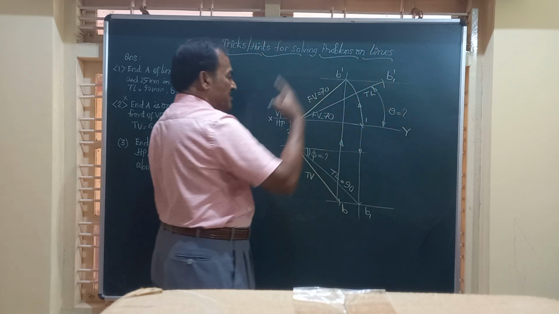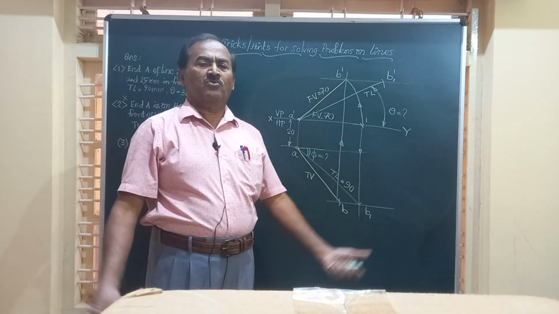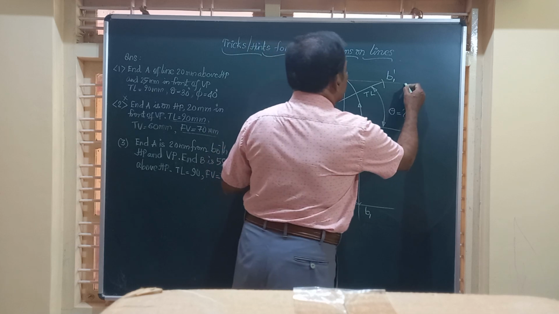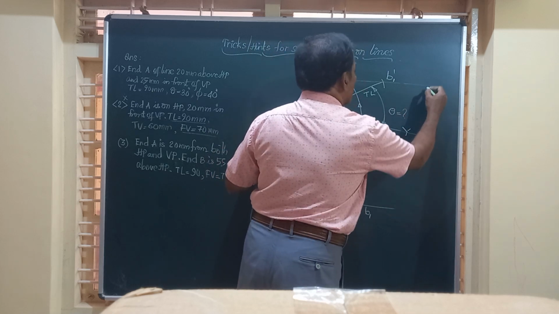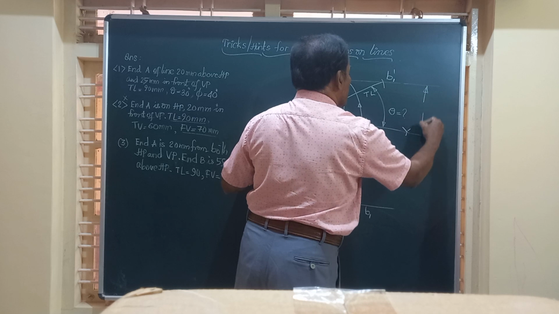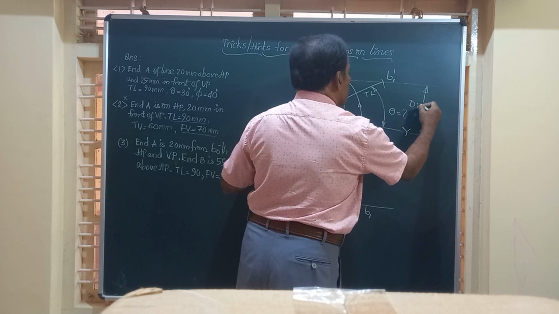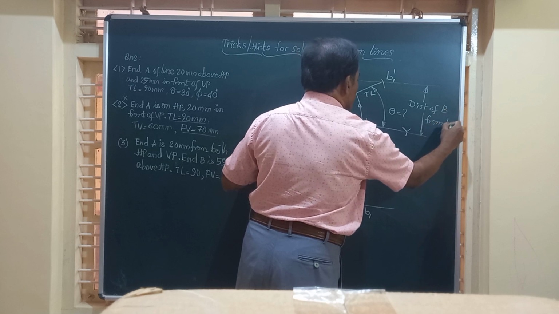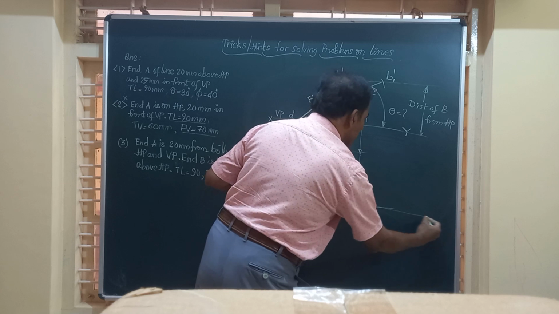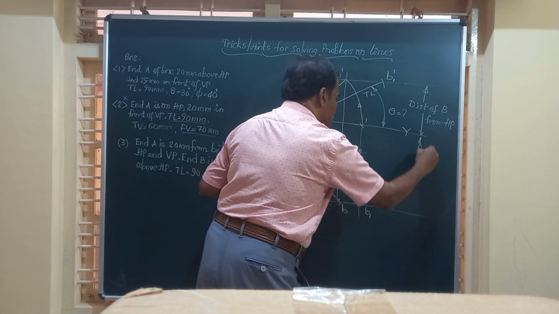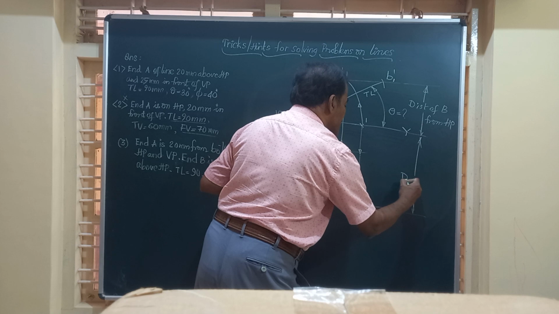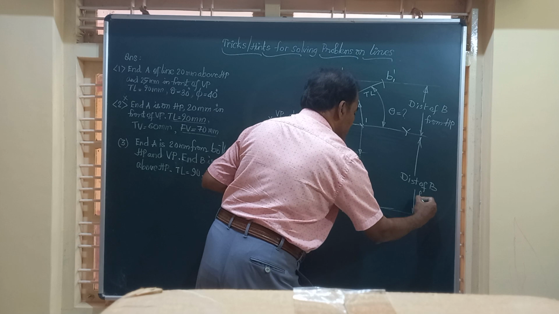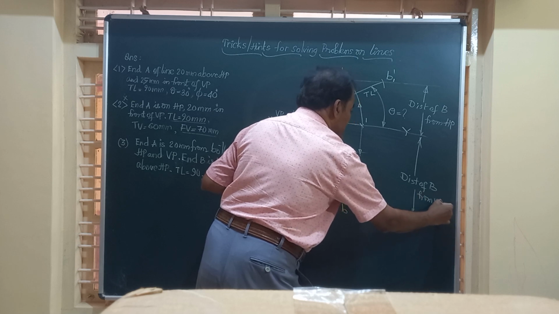So theta can be measured, phi can be measured. What else can they ask you in this question? They might ask you to obtain the distance of the end B from HP. So this is the distance of B from HP, and on the same line you can also measure the distance of end B from VP.